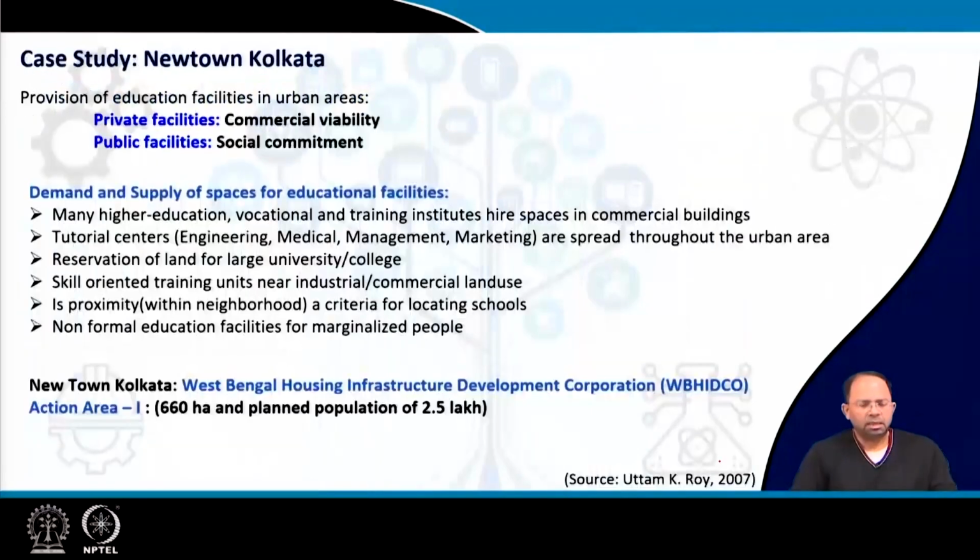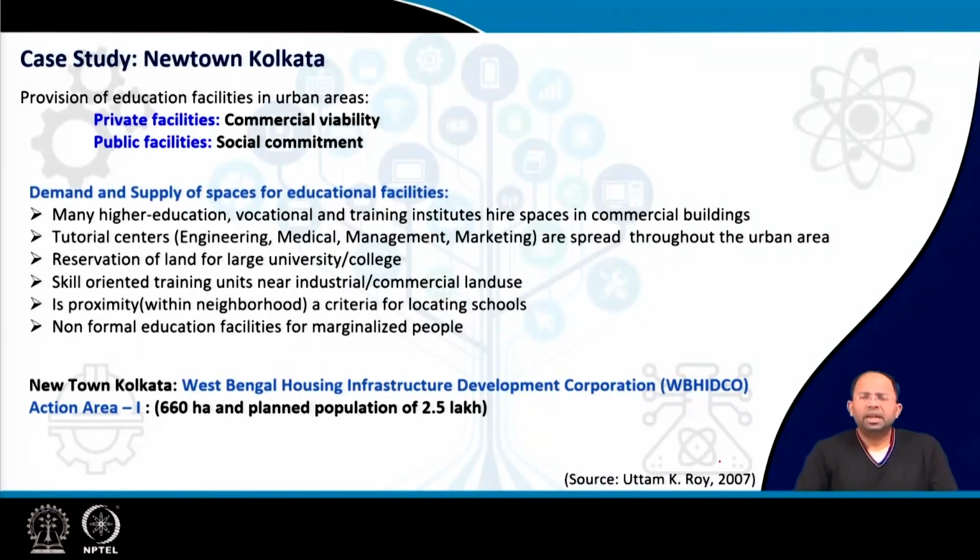And in the next case study, this is a case study from Newtown, Kolkata. We will see how schools have been allocated, or how many schools have been set up in this particular city. So Newtown is a new development adjacent to Kolkata. You can call it a satellite township. It is designed to house primarily the population which will work in the IT companies in the nearby areas and so on. But at the same time, it is an extension area for Kolkata.